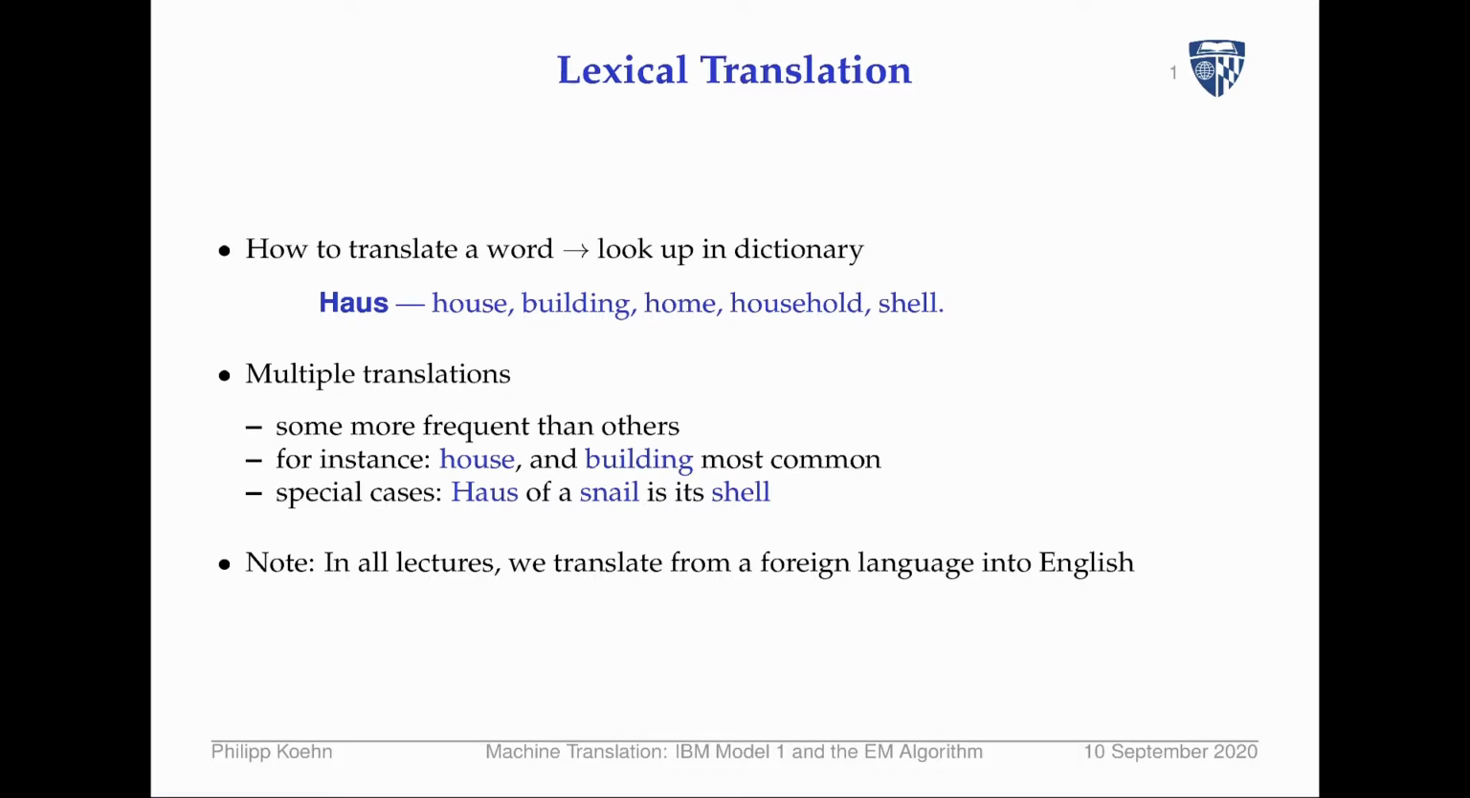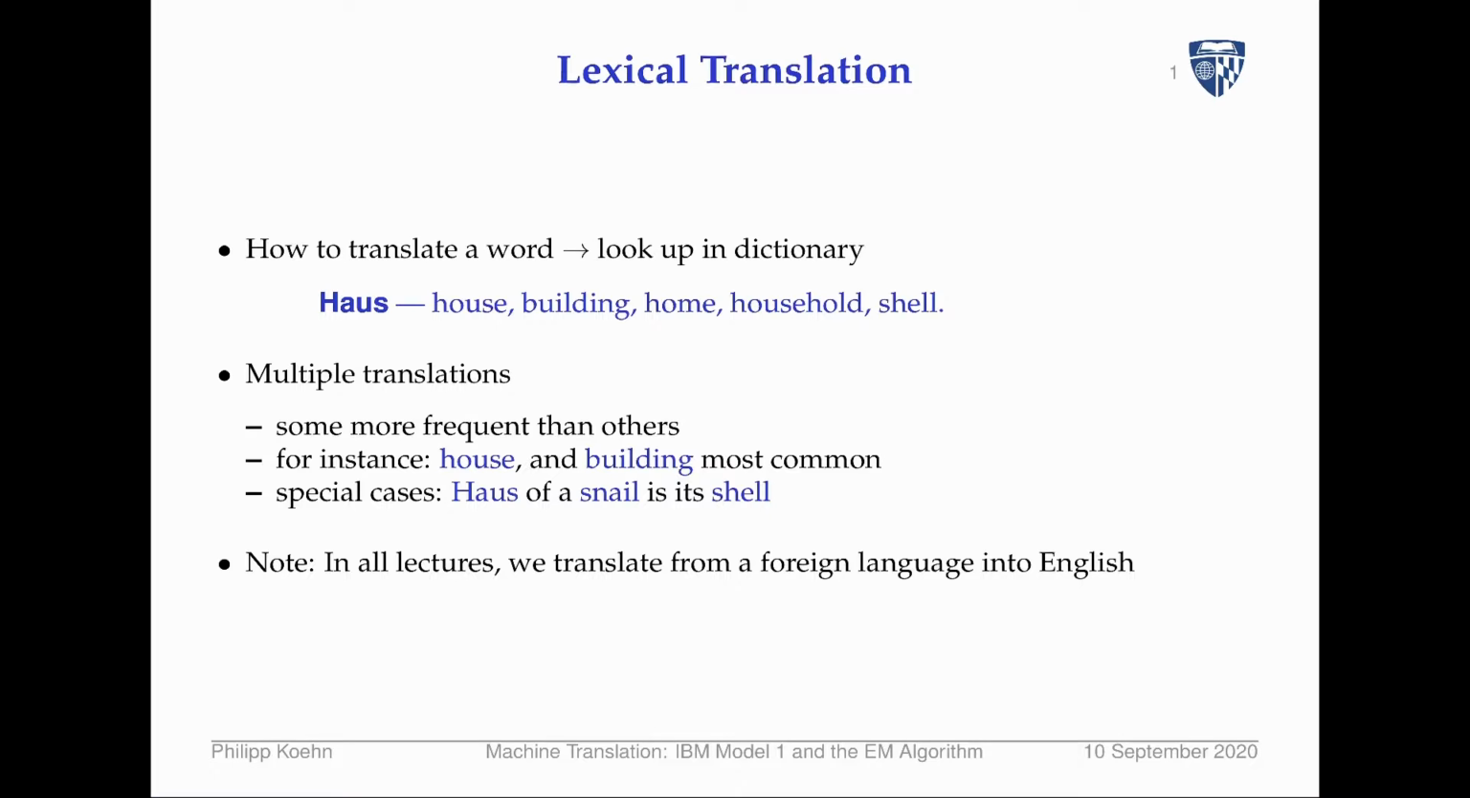So let's just start simple. We're going to root our translation model in lexical translation. The key step is that we're going to translate a word at a time. So let's look at that first. How do we possibly translate a word with a computer? Well, we could just feed it a dictionary. We can look up the word in an electronic dictionary.